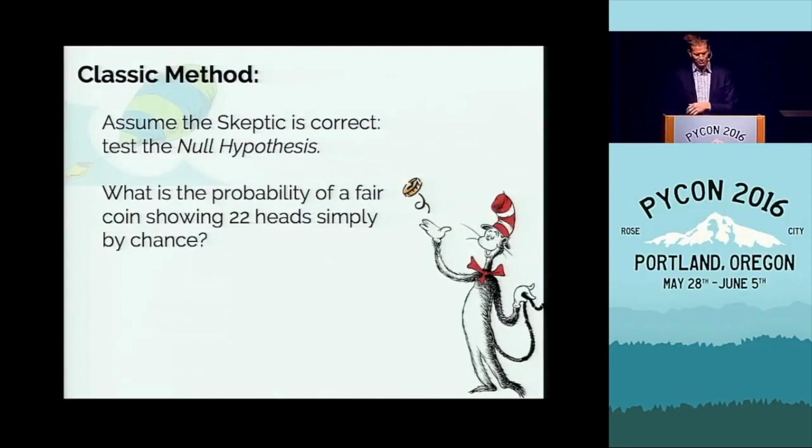Basically, the way we proceed here in statistics in this sort of test is to assume the skeptic is correct. We're going to test what's called the null hypothesis. And we'll ask, what is the probability of a fair coin showing 22 heads just by chance?